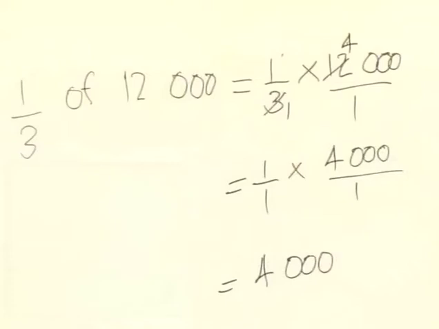When you multiply 1/3 by 12,000, you must look for the common factors for 3 and 12,000. 3 into 3 is 1, 3 into 12 is 4, so you multiply straight. 1 multiplied by 4,000 is 4,000, and 1 multiplied by 1 is 1. So the answer is 4,000 stars. Class, do you agree with the solution? Yes. Diana, thank you very much.